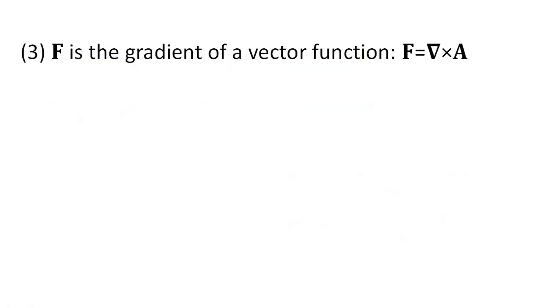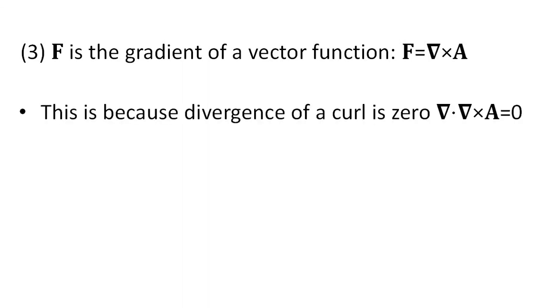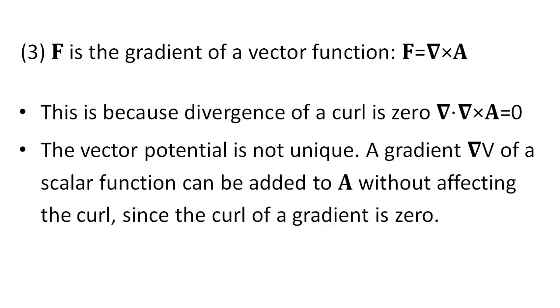Now the third point, F is the curl of a vector function. That is F equal to del cross A. If del dot F equal to 0, then we can write F equal to del cross A. This is because divergence of a curl is 0. Del dot del cross A equal to 0. Since del dot del cross A equal to 0, we can write F equal to del cross A. Now, the vector potential is also not unique, because a gradient del V of a scalar function can be added to A without affecting the curl, since the curl of a gradient is 0.